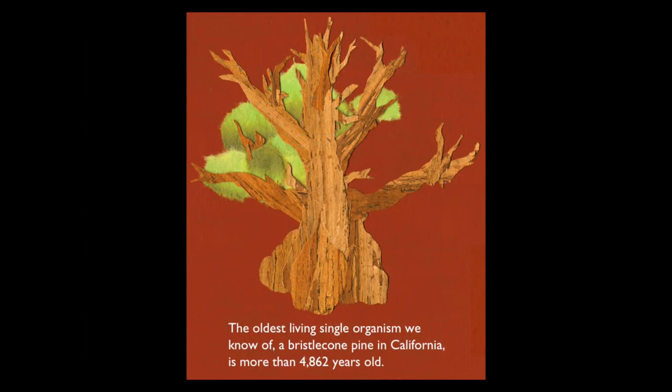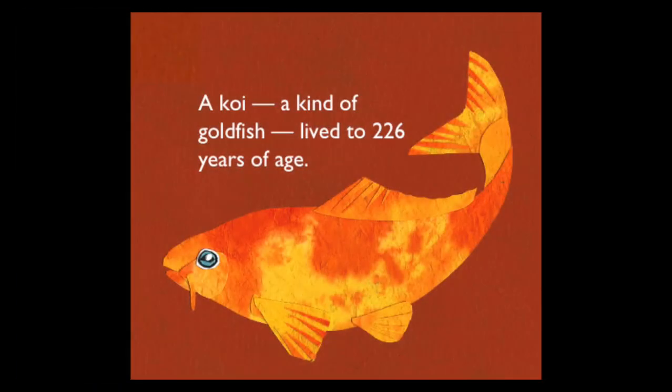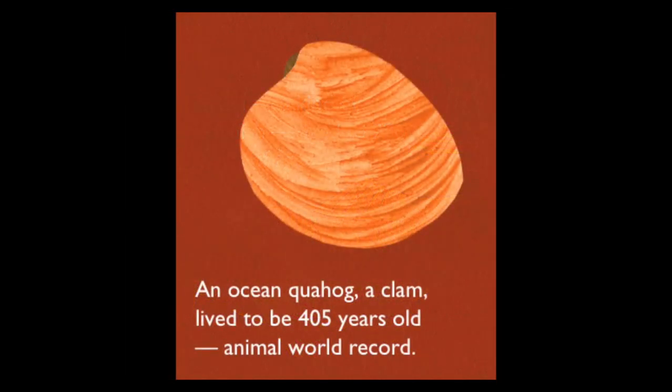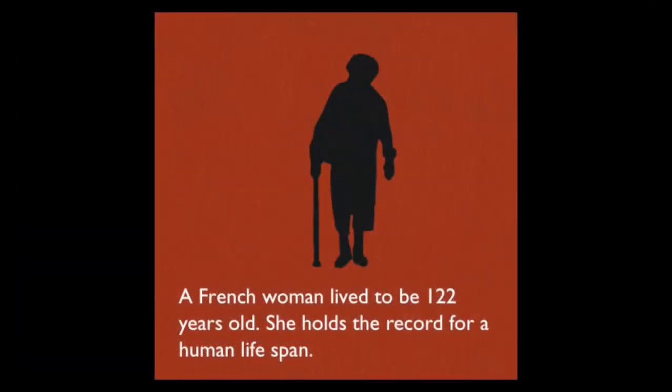The oldest single living organism we know of, a bristlecone pine in California, is more than 4,862 years old. A koi, a kind of goldfish, lived to be 226 years of age. An ocean quahog, a clam, lived to be 405 years old, an animal world record. A French woman lived to be 122 years old. She holds the record for a human lifespan.